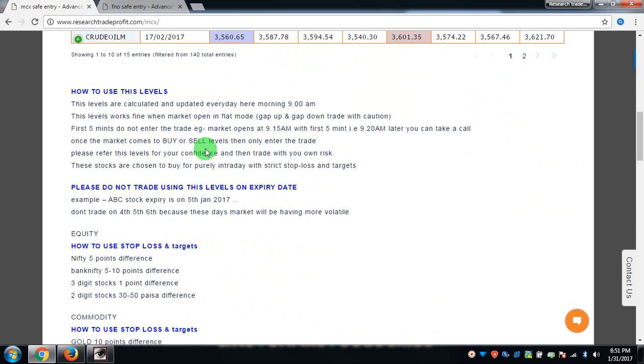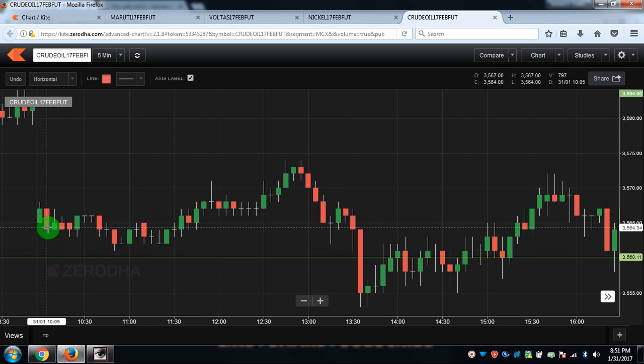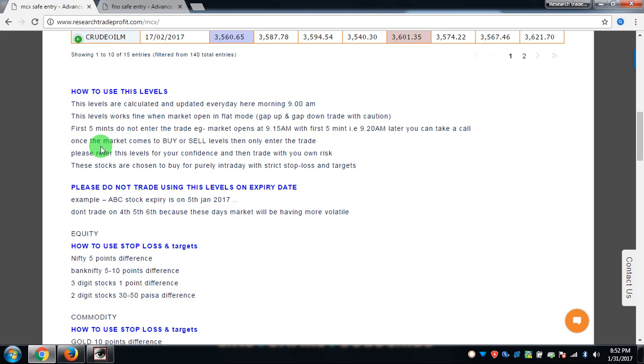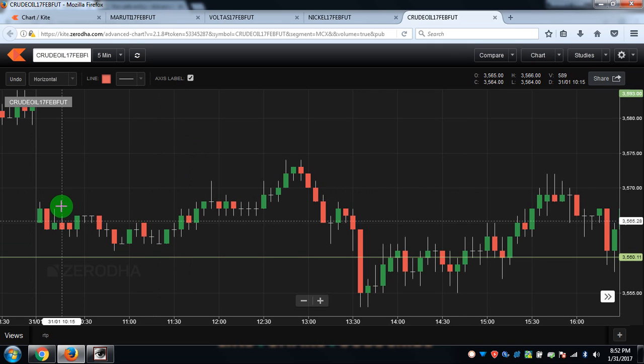Please refer: in the first 5 minutes you should not take a trade. Suppose the market is somewhere here only. Imagine we had a buy call at this level, or a sell call at this level. You should not take it in the first 5 minutes. You should just ignore the call. Next, whenever the market makes a movement, from there the call will activate. But in the first 5 minutes you should not consider anything, either buy or sell. Once the market comes to the buy or sell entry, then only enter the trade. Suppose we have given a buy or sell near some of these levels.